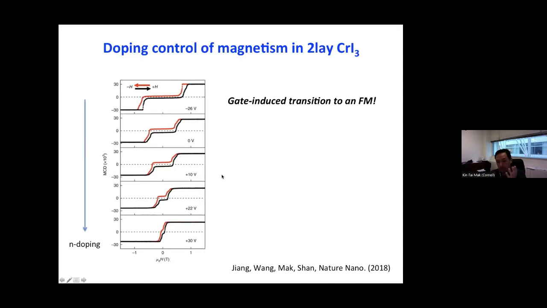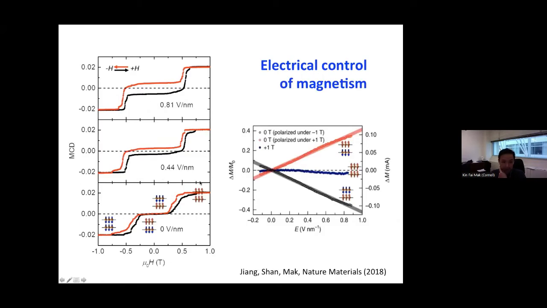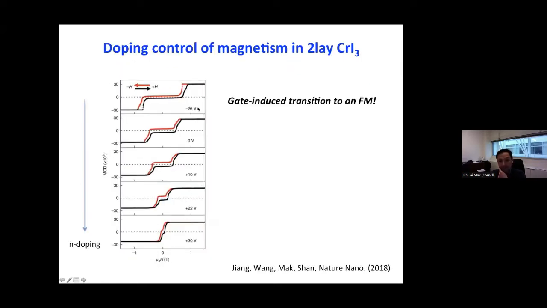And so I told you that we also have a dual gate structure. Then we can not only apply electric field at a constant doping, we can also change the doping density independently from the electric field. For instance, this is with increasing electron doping. You can see that it starts from an antiferromagnet with a spin flip transition. Then the spin flip critical field decreases monotonically with increasing electron doping. And then finally, it becomes a ferromagnet.